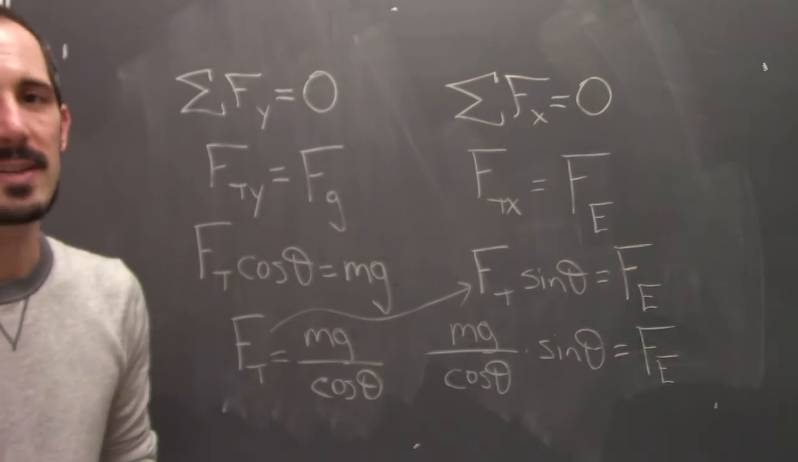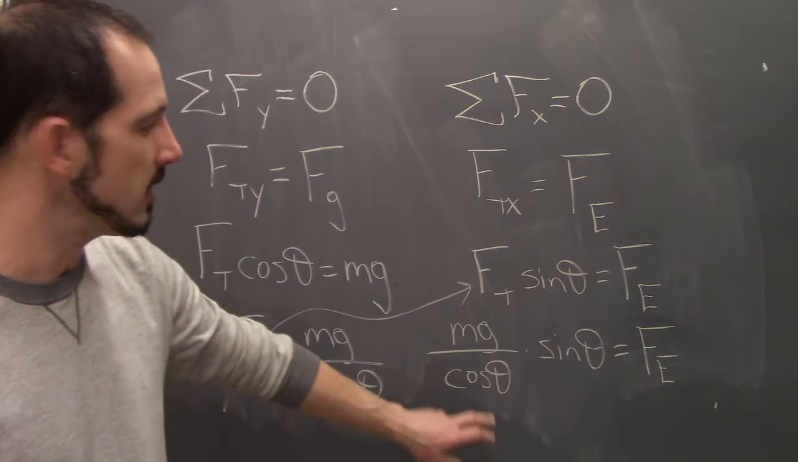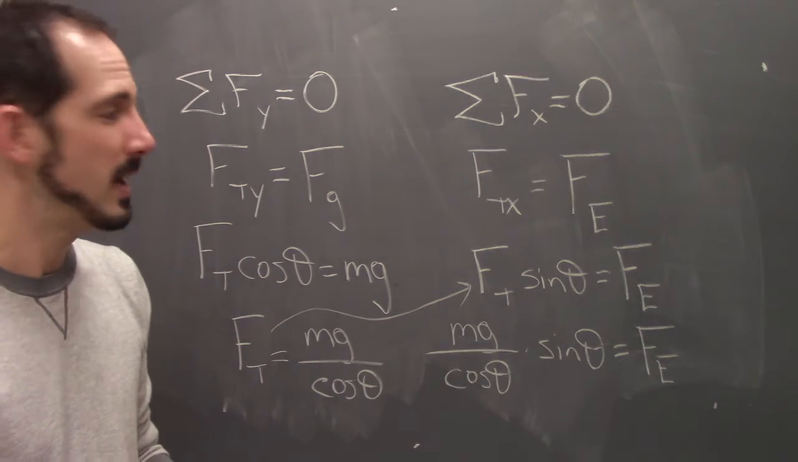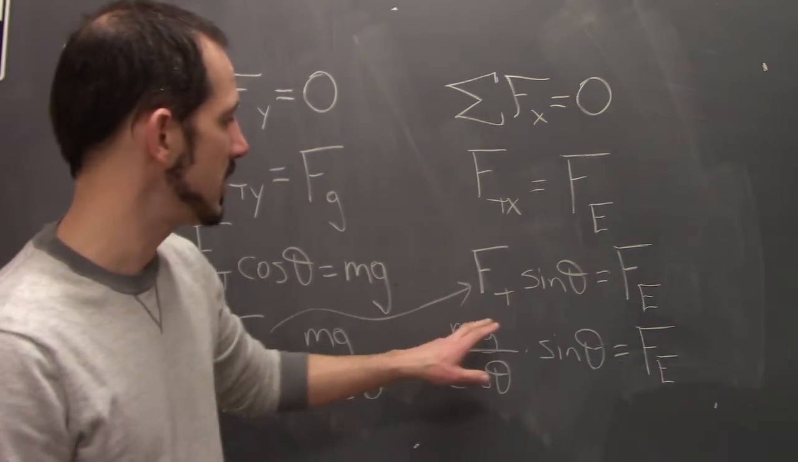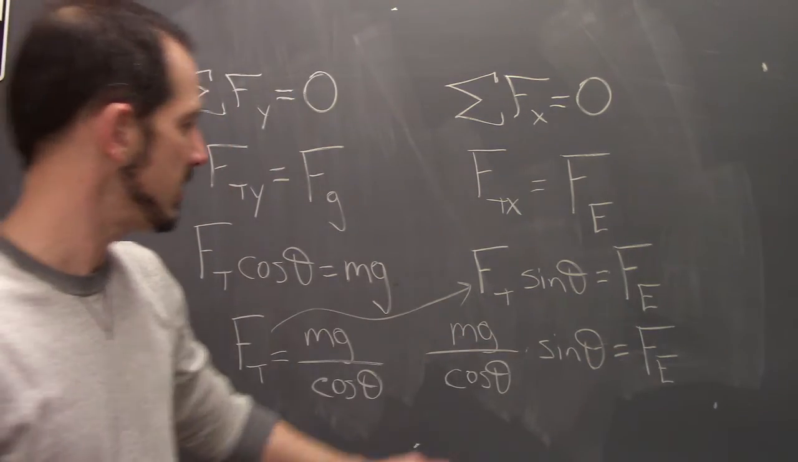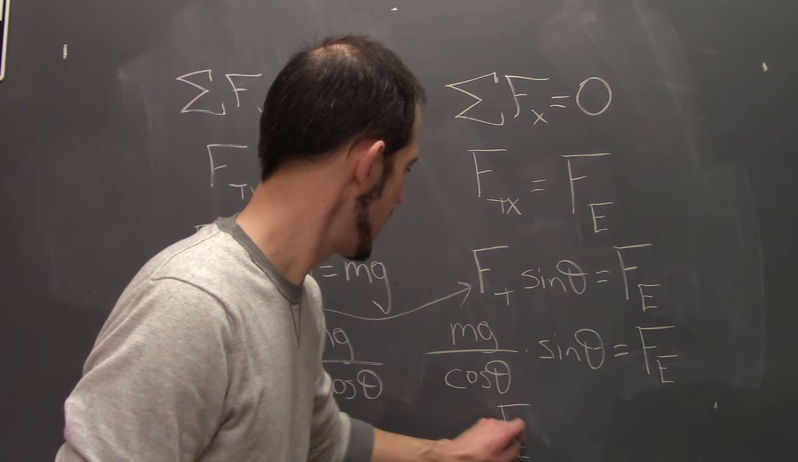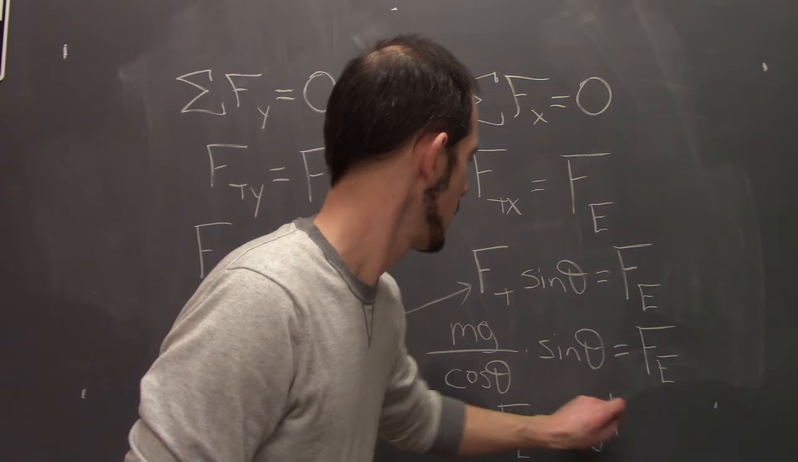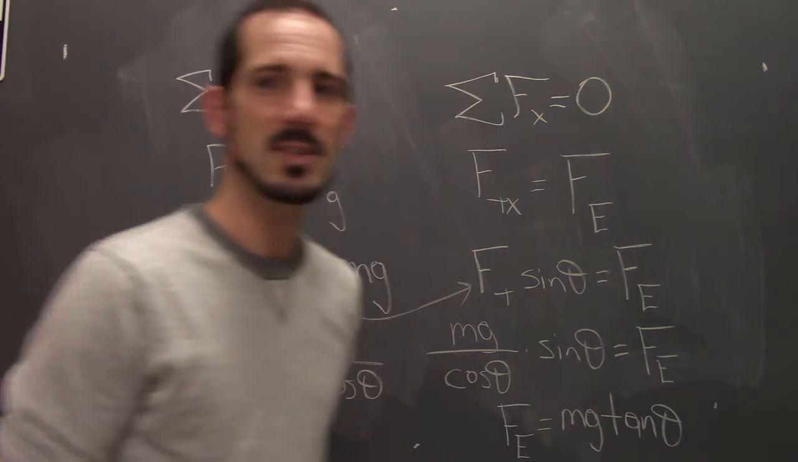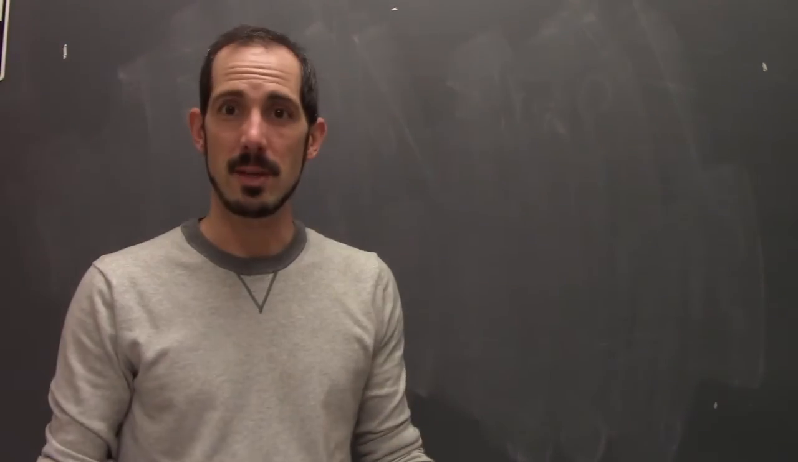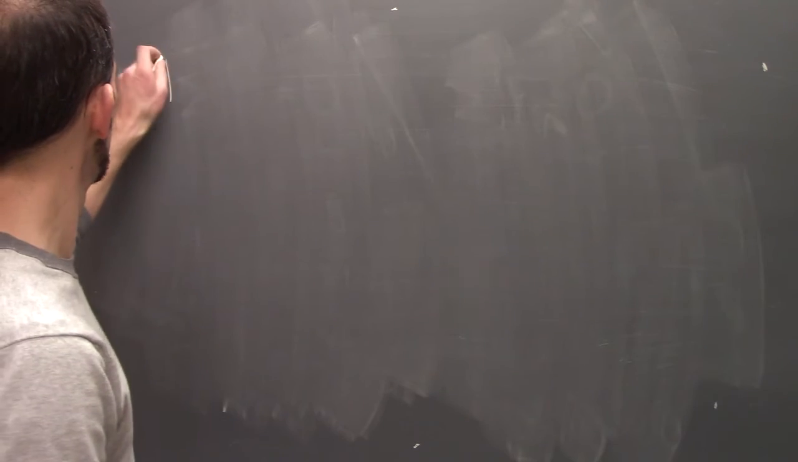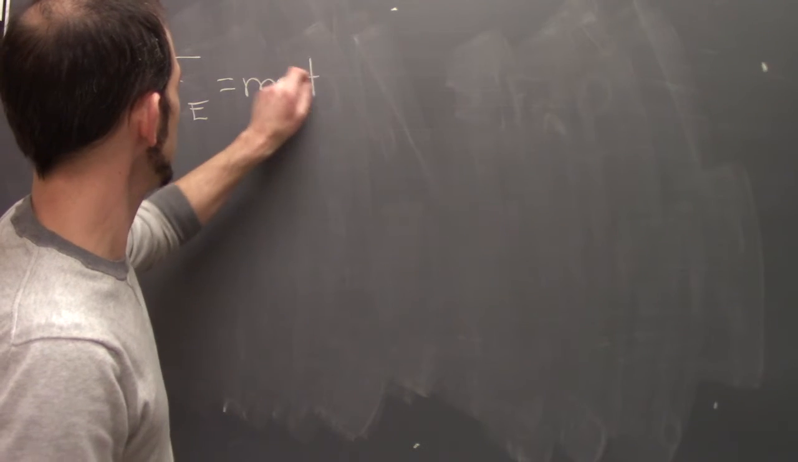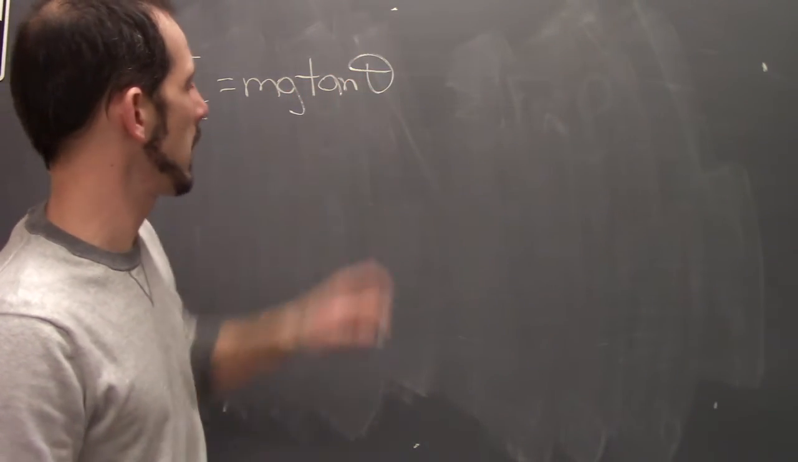And now there's going to be a really nice simplification. That sine theta over cosine theta is just the definition of tangent. So we can write this as the electric force is equal to m times g times the tangent of theta. I'm a little afraid this might be slightly out of the camera shot, but I'll try it anyway. So Fe is equal to mg tangent theta. Okay, summarizing where we are, Fe is equal to mg times the tangent of the angle.